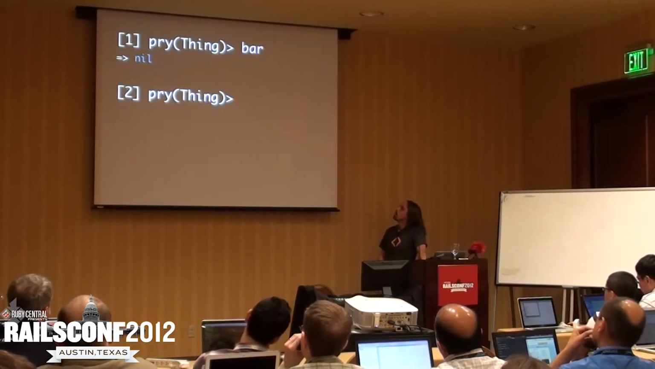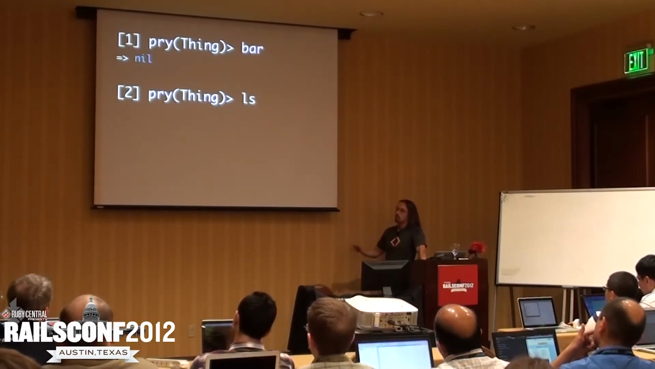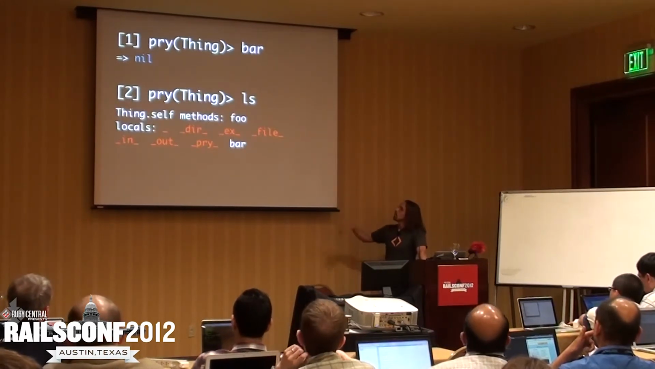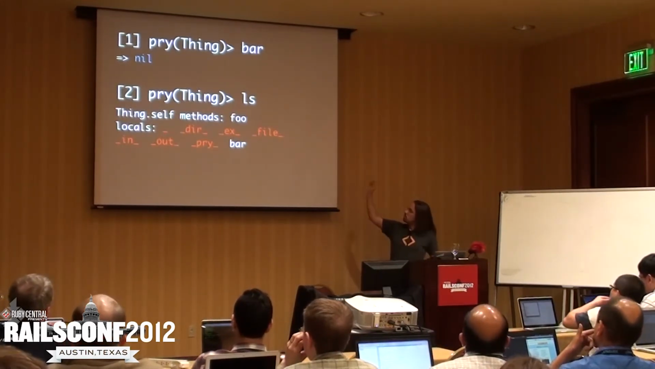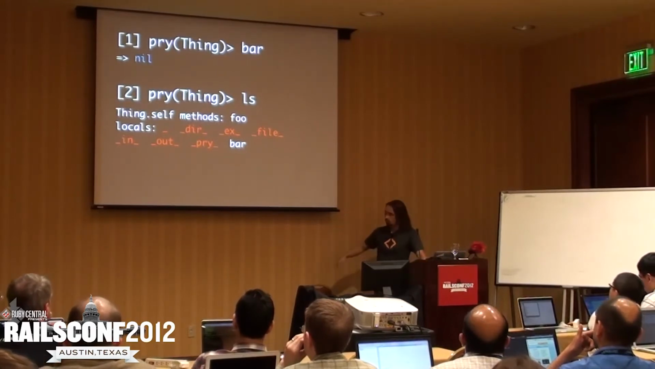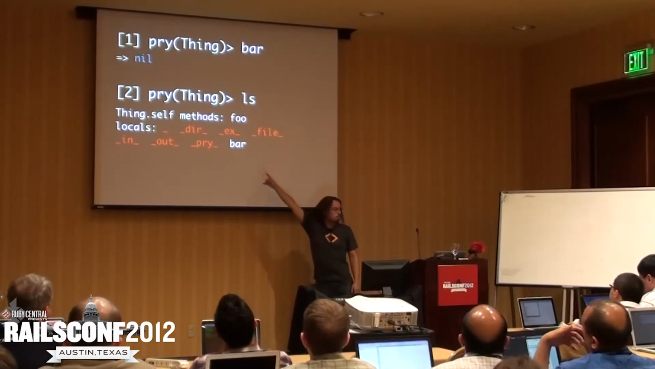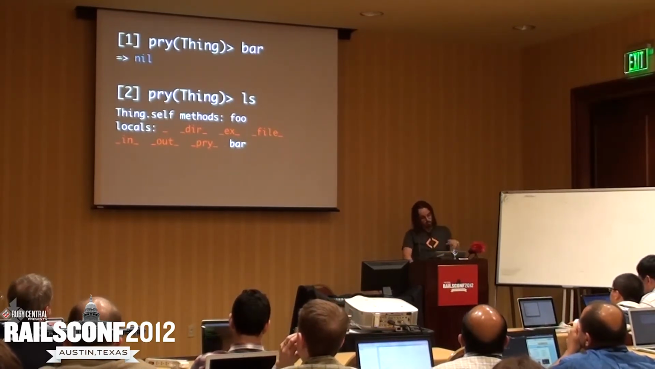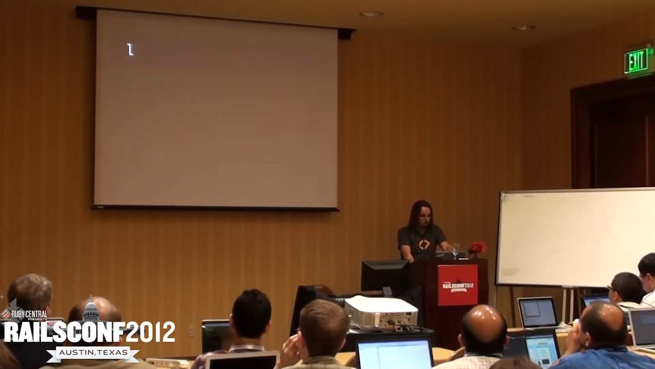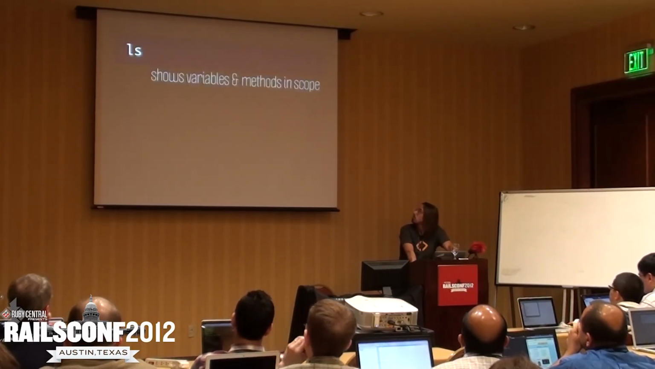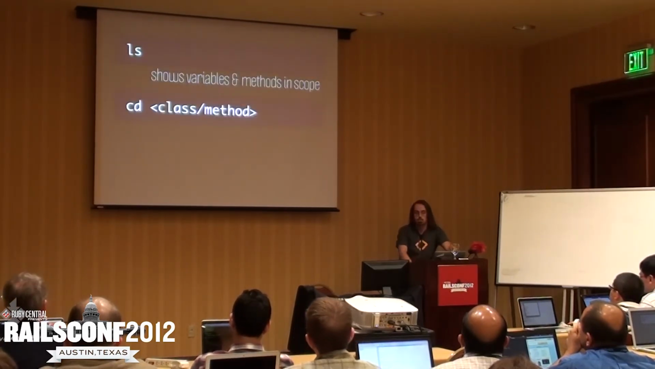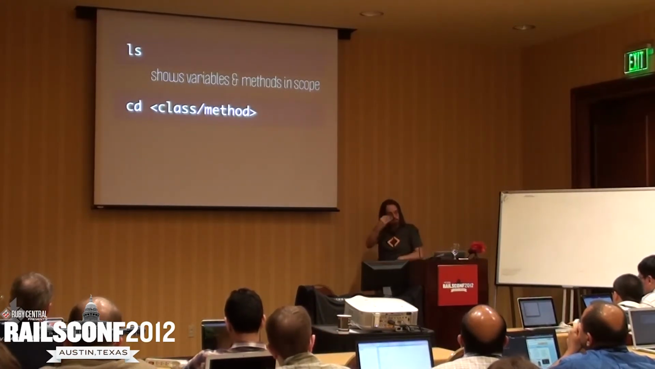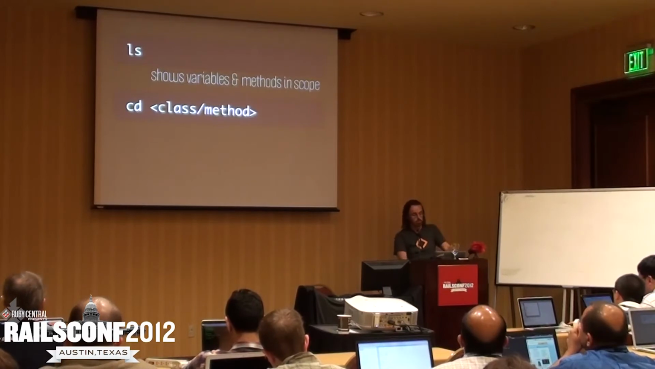And then Pry will allow me to do something that looks a lot like Unix commands. If you've ever used Unix commands, you can ls, and you can see the methods and the variables available to you. For instance, you see the bar method right there. You can actually go within that method and inspect it. There's also cd, so you can spelunk within a class, within a method, to see what it's doing, what it's supposed to do.